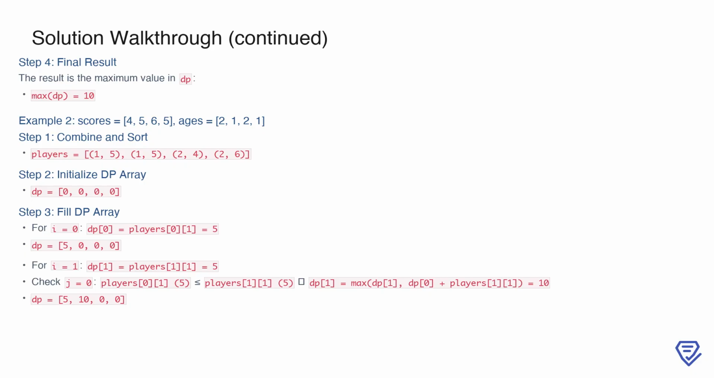For the second player, the base case sets DP[1] to 5. Comparing with player 0, we see that their scores are equal, so we update DP[1] to 10, which is the sum of DP[0] and the current player's score. The DP array is now 5, 10, 0, 0.